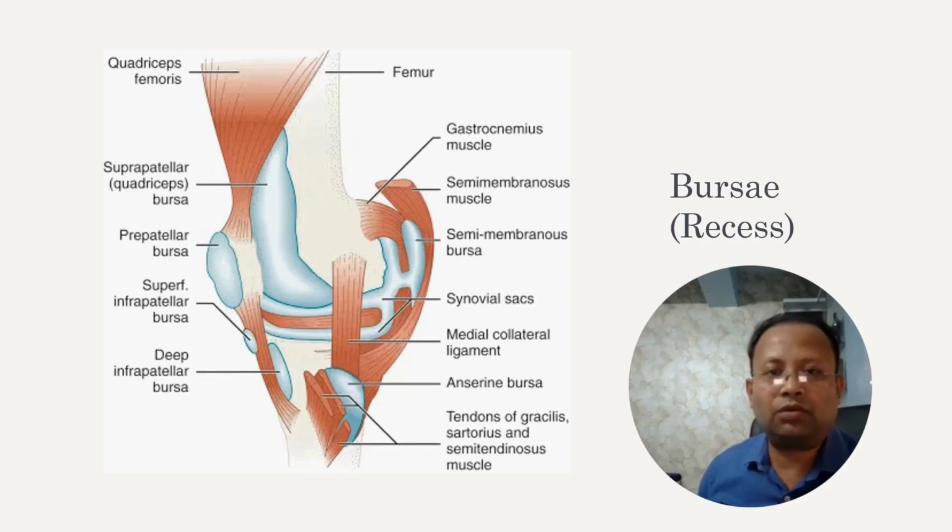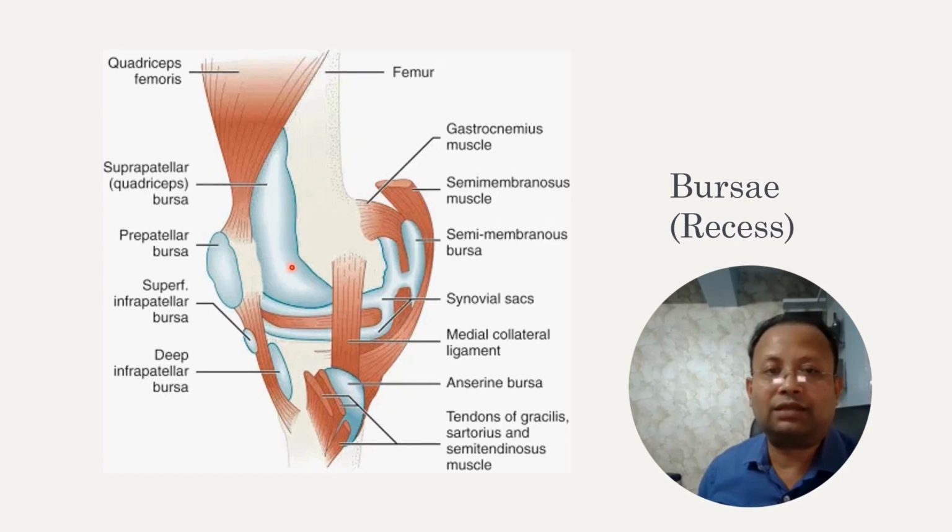So here posteriorly we will be seeing only one bursa. This is called the semimembranosus gastrocnemius bursa. You can see this one actually. This is between the medial head of gastrocnemius and the semimembranosus tendon. You can say this is a recess, because it has a continuation with the joint.